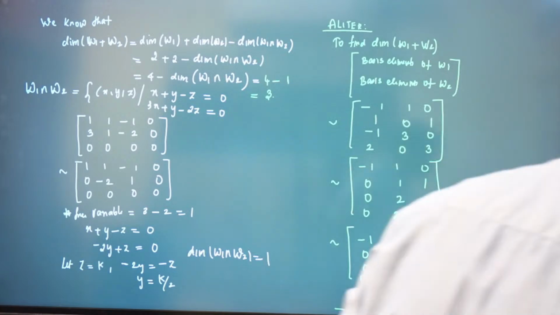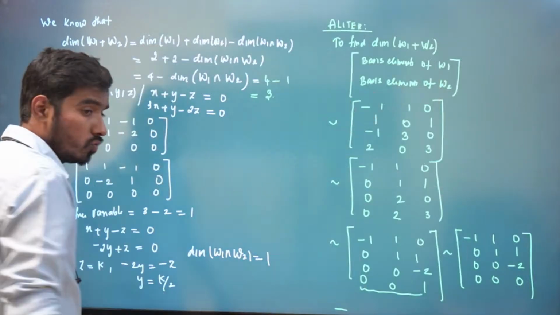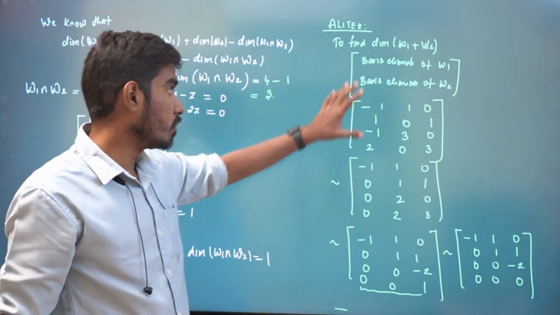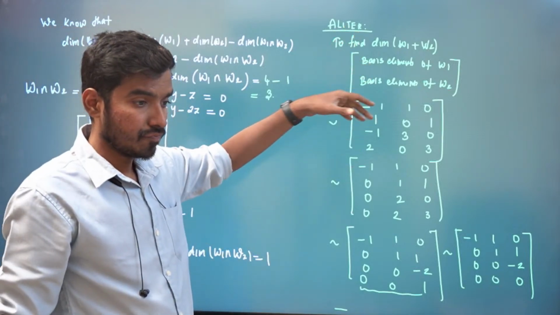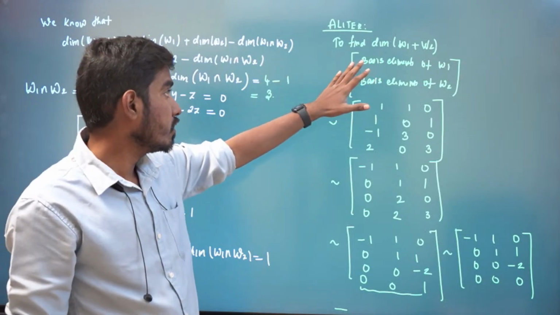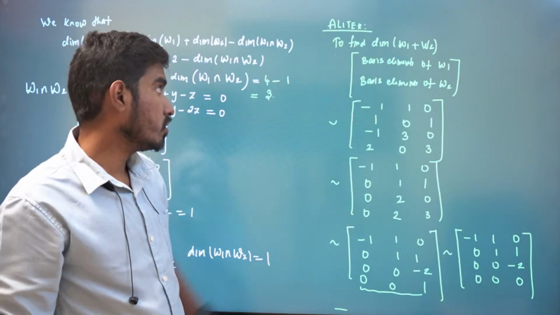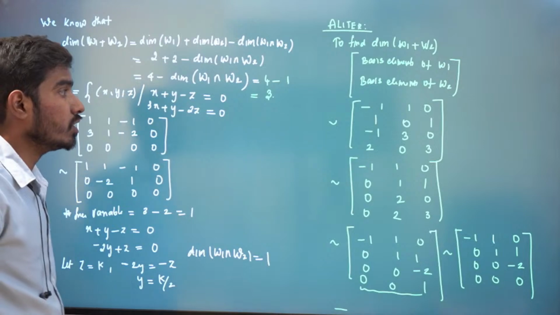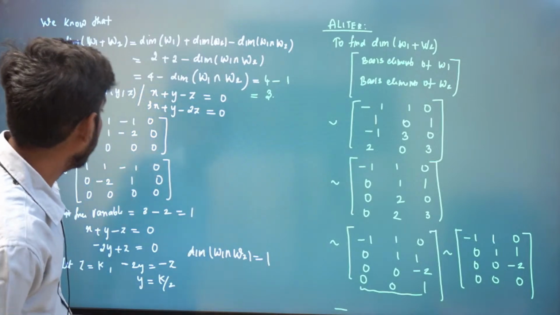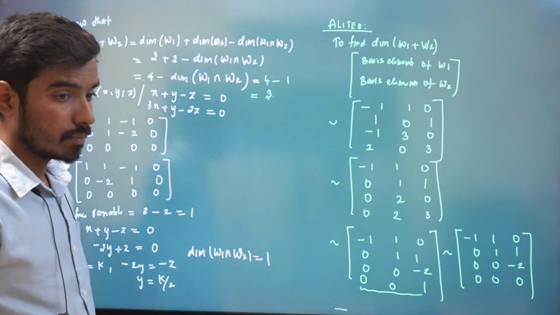Hello everyone. So we'll continue. I think there was an internet issue. I think the stream stopped somewhere around here. I was telling the aliter to find the dimension of W1 plus W2.